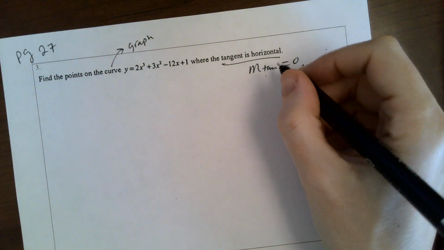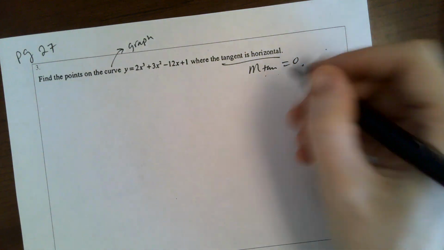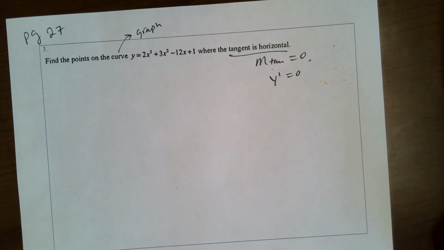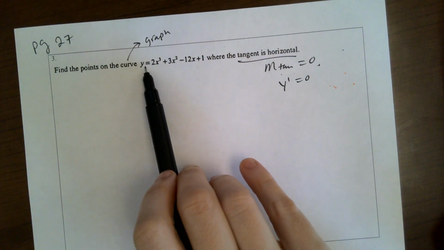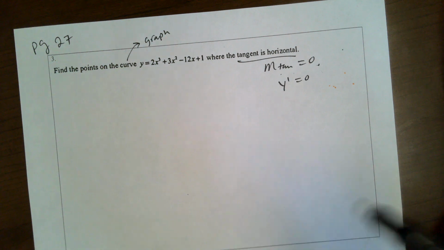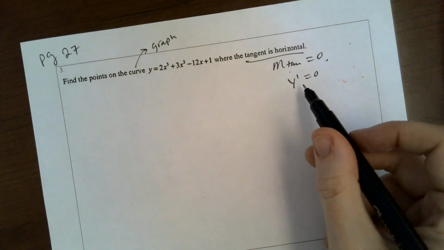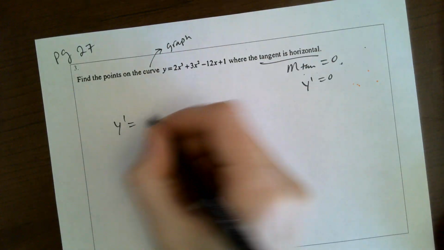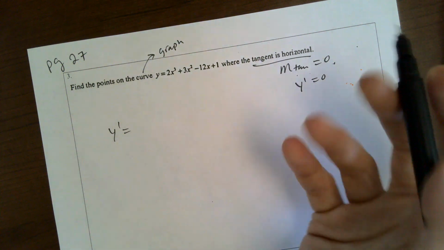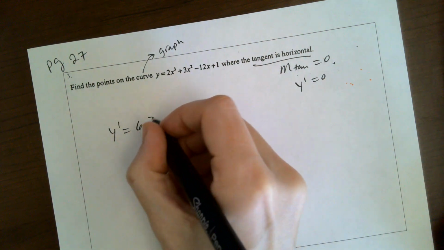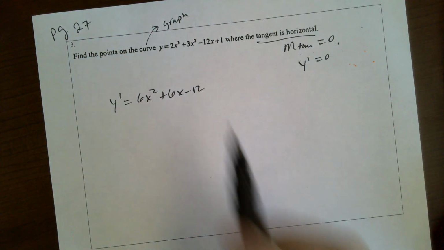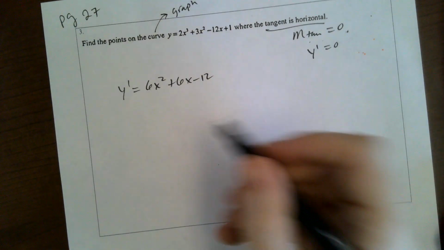Guys, what's another name for m tan? Because we're trying to come up with an equation. M tan is y prime. So y prime equals 0. So this is a case where you're going to take the derivative, set it equal to 0, and then we will find the points. So we're going to have an xy pair. All right, so y prime equals, is this a one-step derivative? Yes, each of these terms is a one-step derivative. So 6x squared plus 6x minus 12. All right, this is y prime. We're going to set it equal to 0.